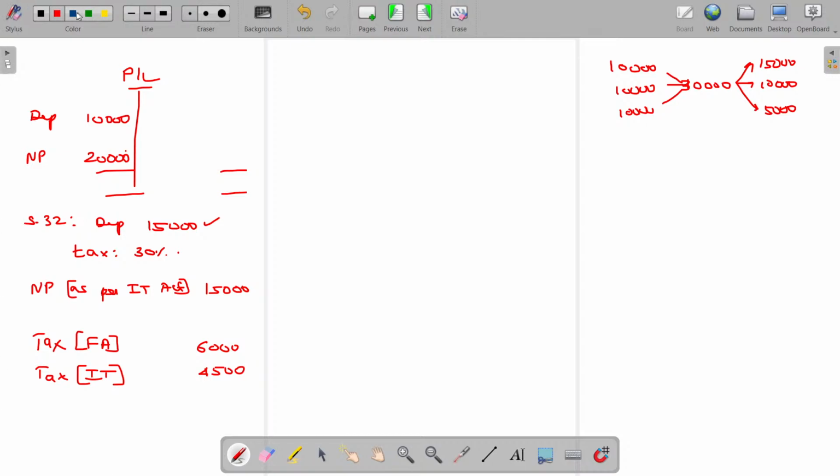The amount of tax payable as per financial accounts is called tax expenses. Hope you'll now be able to understand tax expenses. And the actual tax you pay for the taxation purpose, being 4,500, that is called current tax. Now you'll be able to understand the difference between these two. What is called tax expenses? What is called current tax? Tax expenses is nothing but the item in the P&L account. Current tax is the amount you are paying to the government.